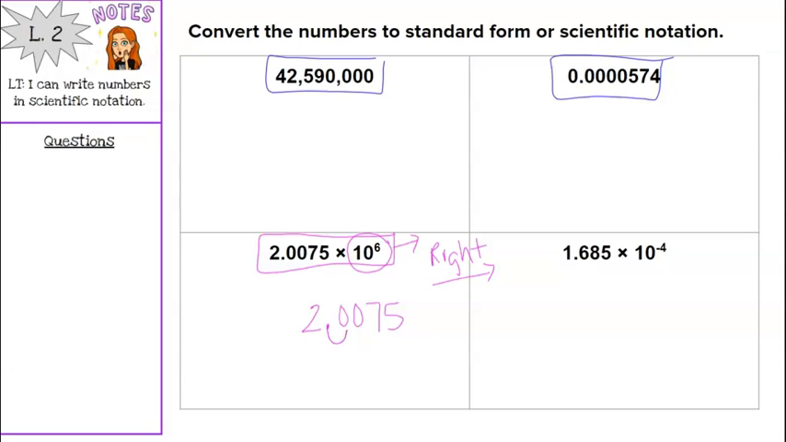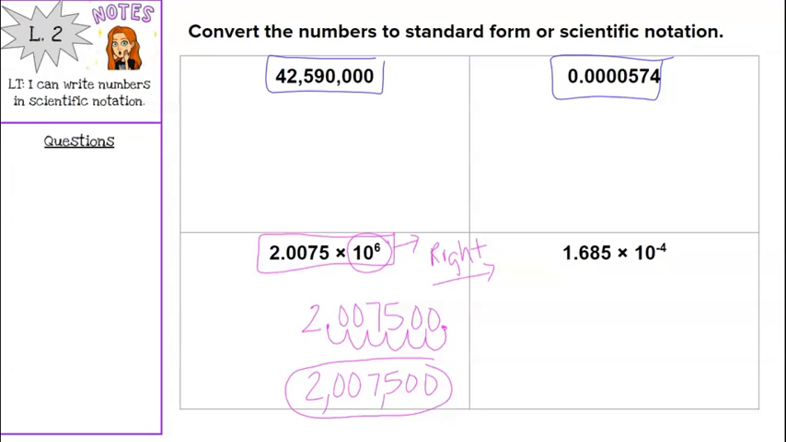So we're going to jump 1, 2, 3, 4. And even when we run out of numbers, we still keep jumping 6 times. Once we've done that, we fill in the empty holes with zeros. And then this is our number in standard form. We can add those commas in every third digit, and we have the number 2,007,500.